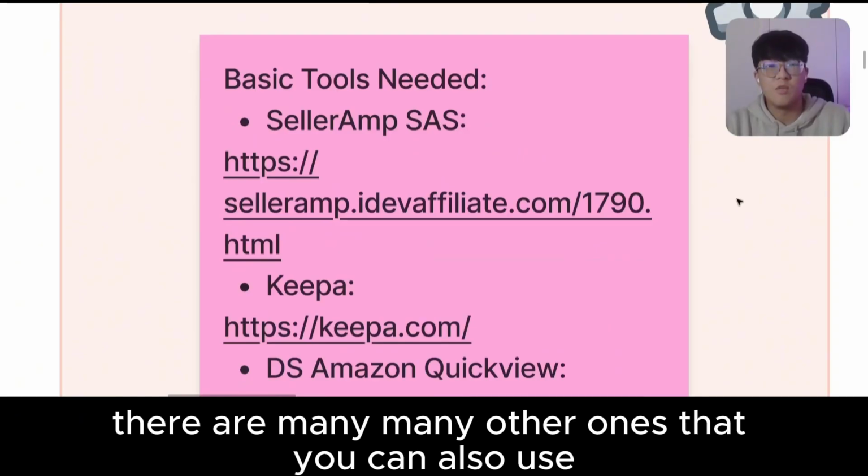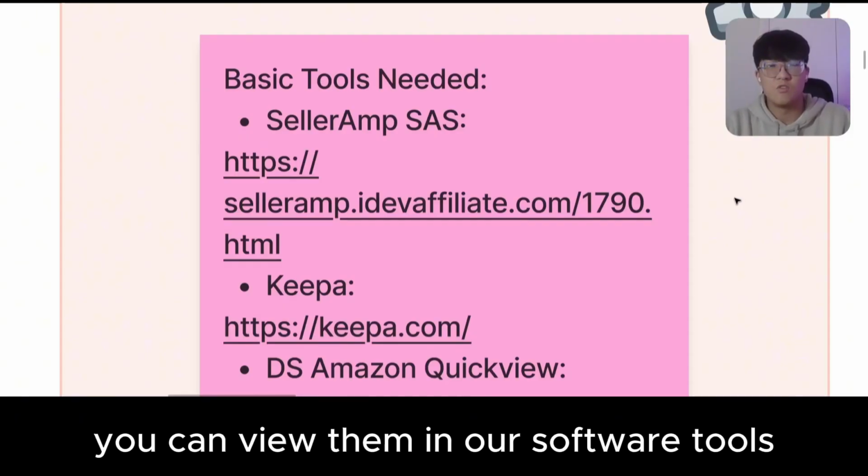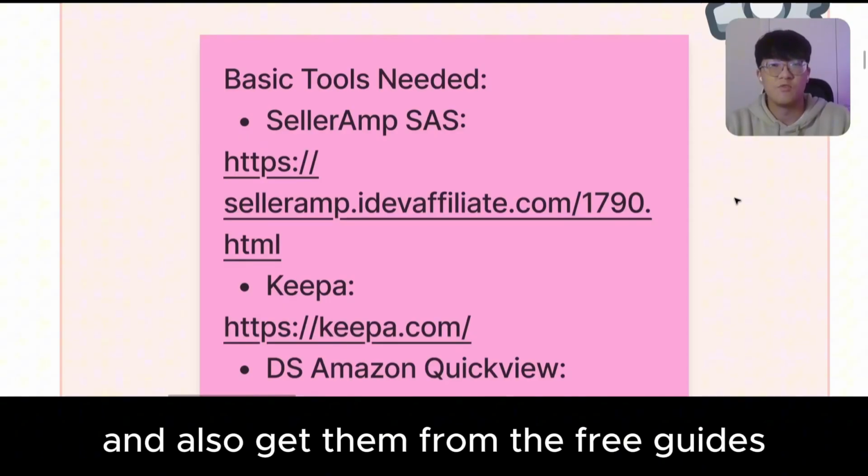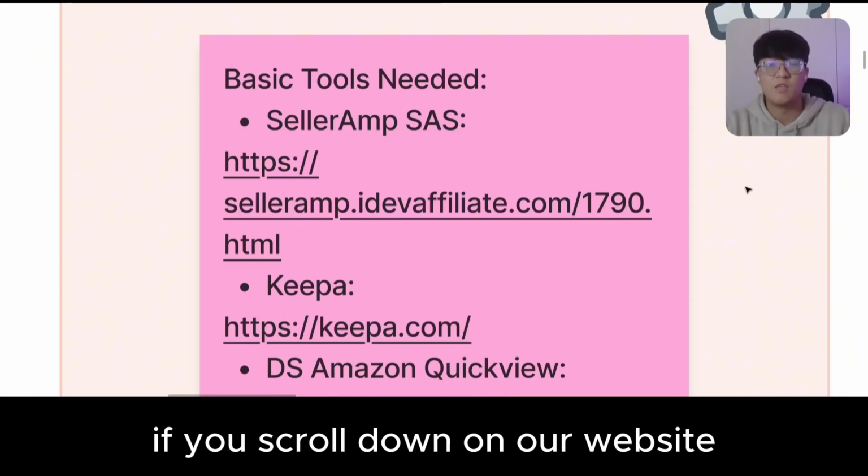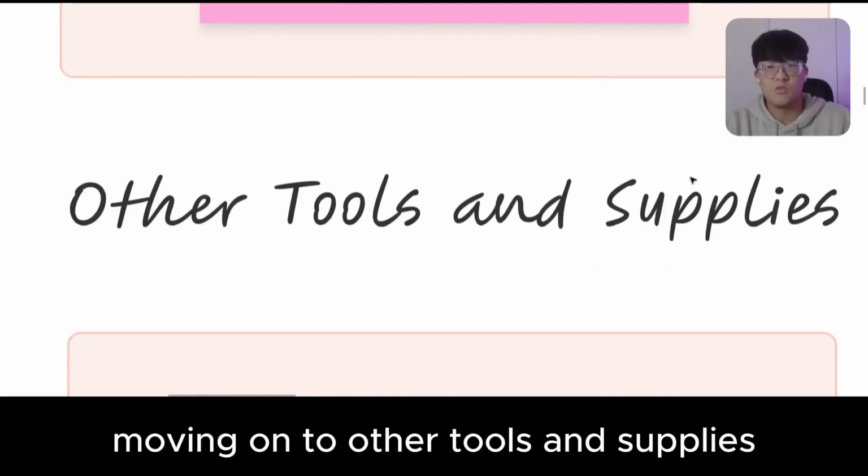These are the most essential software that you will need to start selling on Amazon. However, there are many other ones that you can also use. You can view them in our software tools and also get them from the free guides if you scroll down on our website.